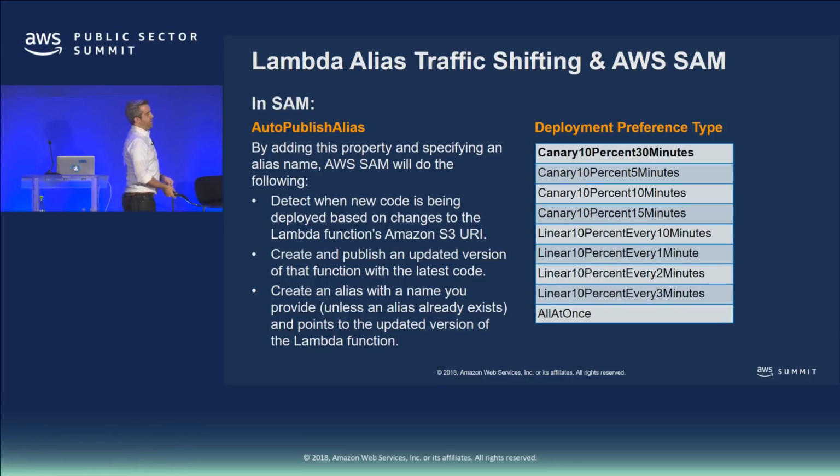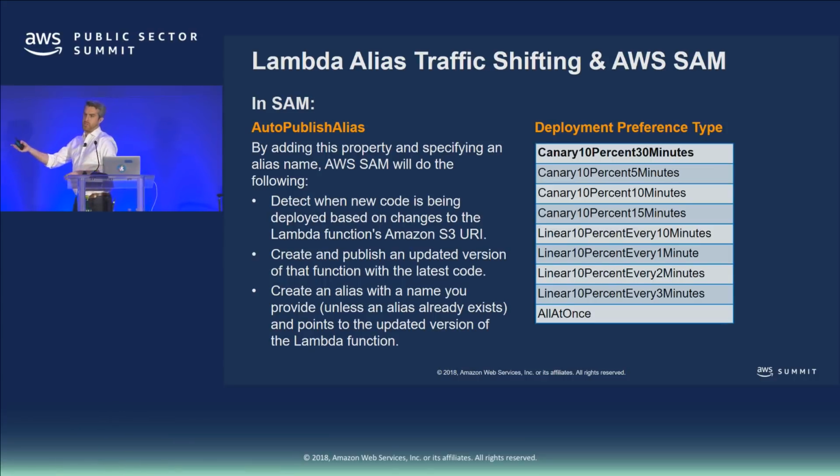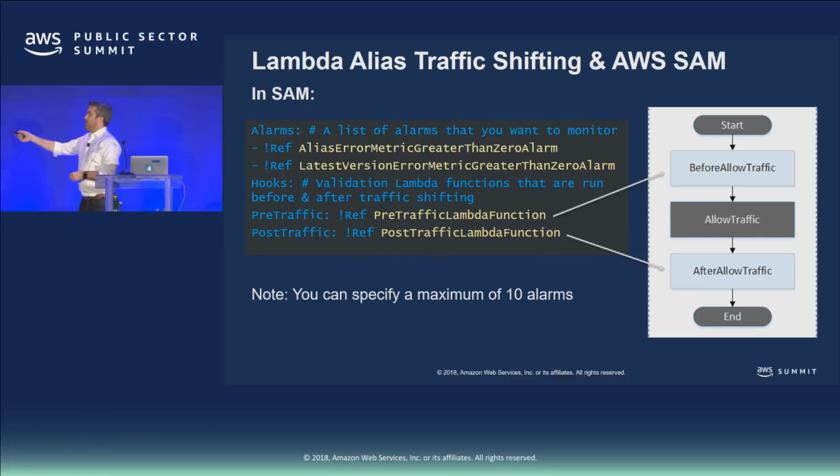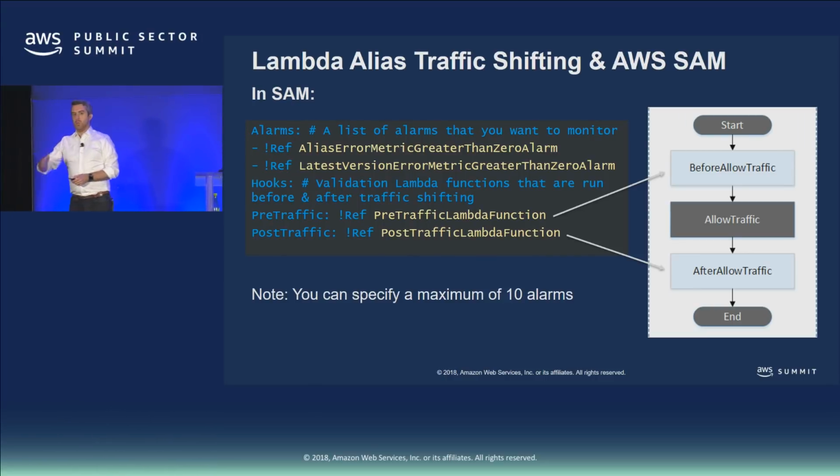We also have linear configurations. So we see linear 10% every 10 minutes. As the name sounds, every 10 minutes, we're going to increase traffic 10%. Again, if things go good, we'll keep increasing it. If at some point things go bad, we can roll that back. That ability to roll back is based upon the fact that we also allow you to do this deploy while watching certain alarms in CloudWatch. So you can specify key alarms inside of CloudWatch that you want to watch for, such that if one of those alarms is triggered, it will halt the deployment and roll it back for you automatically.